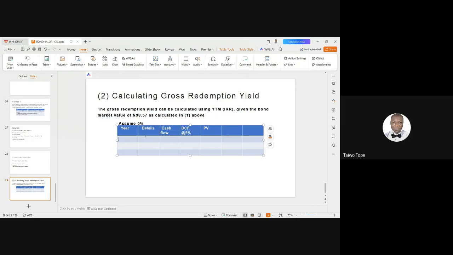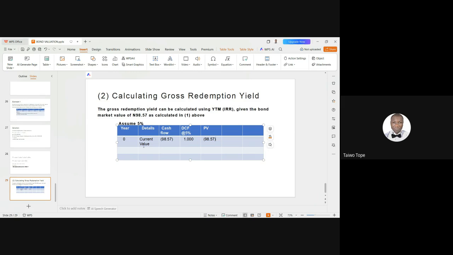Now, since you are trying to calculate your gross redemption yield, at year zero, your current value is 98.57. At year zero, your discount value will be 1, and the present value will be 1 multiplied by 98.57, which is 98.57.